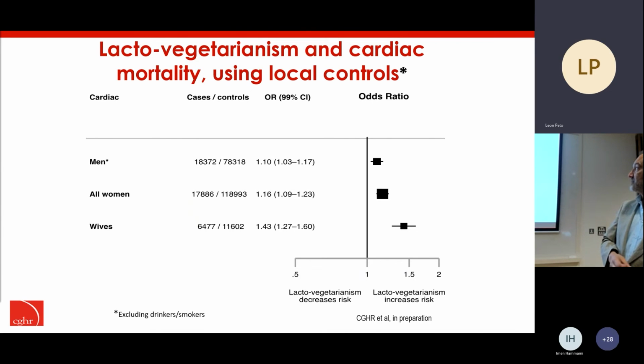There was a slight excess, 10% excess in men, excluding drinkers and smokers and using local controls, slightly higher in women. And when we looked at wives, it was even higher. So now why should that be? Well, our sense is that this is very much driven by not so much the protective effects of vegetarianism, but the lack of meat in the diet is a measure of lack of protein. And typically in a family in a rural area, who will eat last? It'll be the wives, and they'll have the least protein intake. So we think this is actually pointing to protein deficiency and not so much protection or excess risk from being vegetarian.